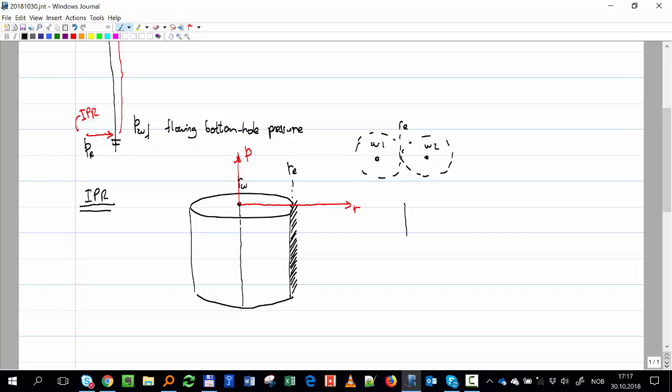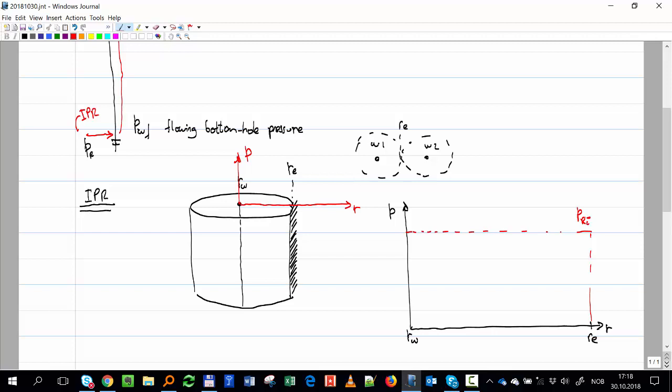Okay? So we're going to look at what happens with that pressure along the radius. Here we have RE, and here we have RW, the radius of the well. Let's assume initially at time 0, I'm not producing anything. Everything is at a constant pressure, undisturbed, the initial reservoir pressure, PRI.